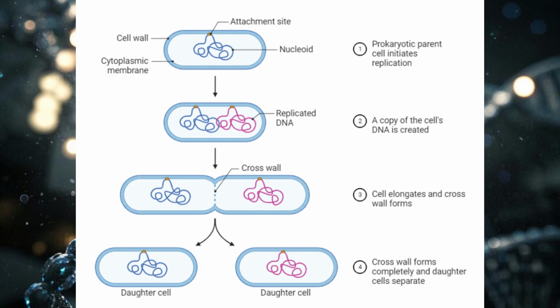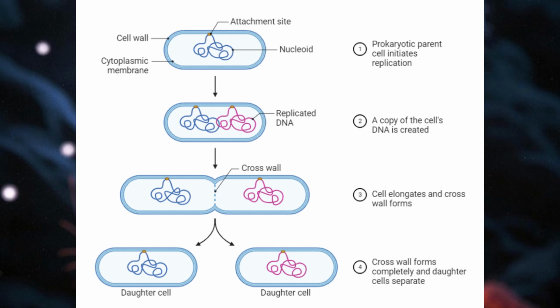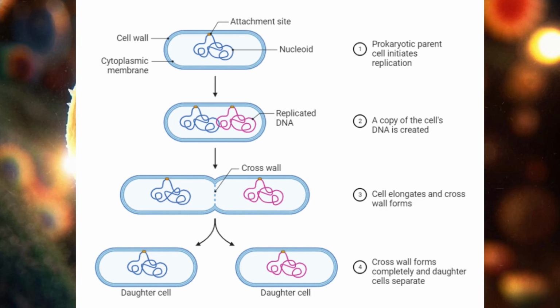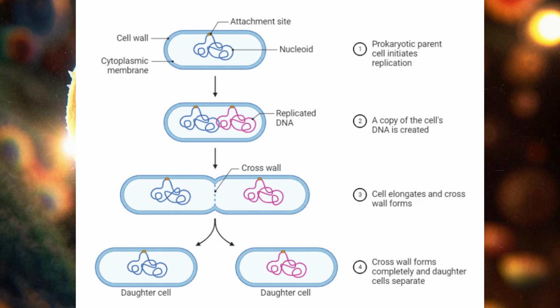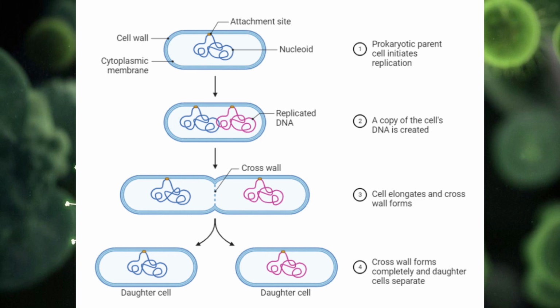Step 1. DNA replication. The bacterium first makes an exact copy of its DNA. Think of it like photocopying a document before sharing it. Step 2. Cell elongation. The bacterial cell grows, stretching itself to prepare for division.